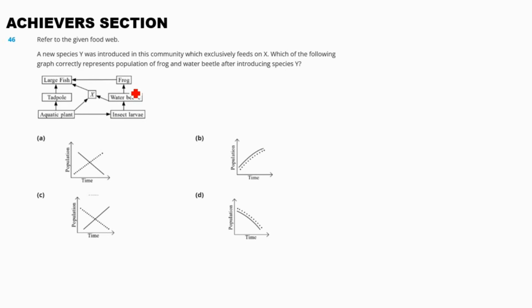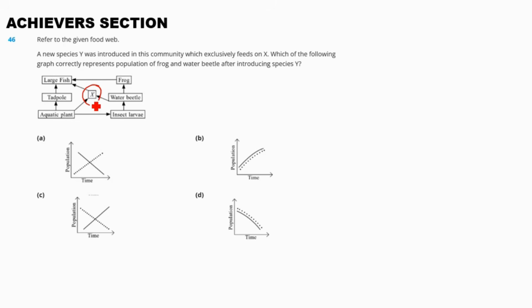Our next section is a reasoning section. Question number 46. Refer to the given food web. A new species Y was introduced in this community which exclusively feeds on eggs. Which of the following graphs correctly represents population of frog and water beetle after introducing species Y? So here we can see that the species X, it takes water beetle, aquatic plant.